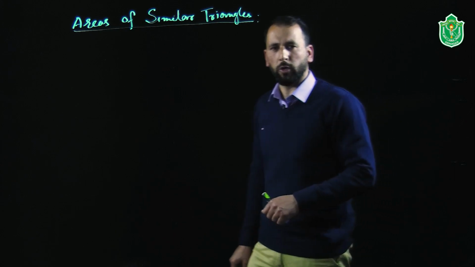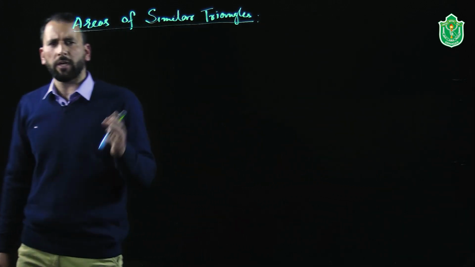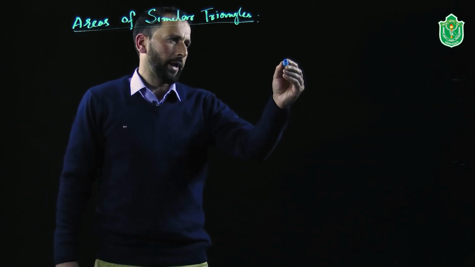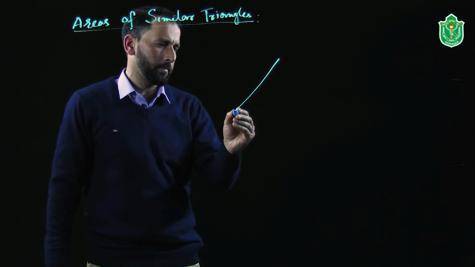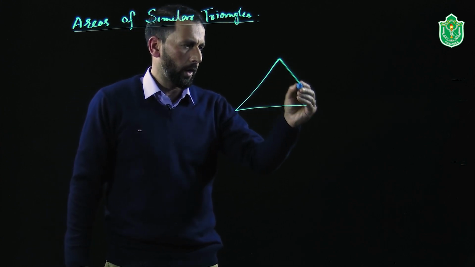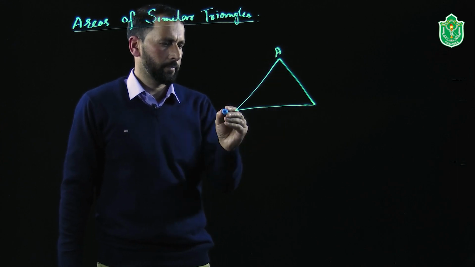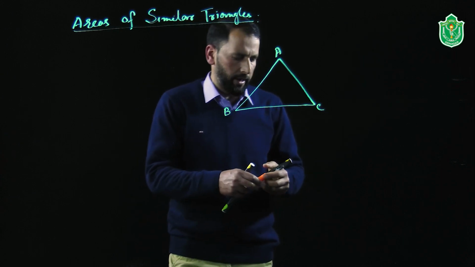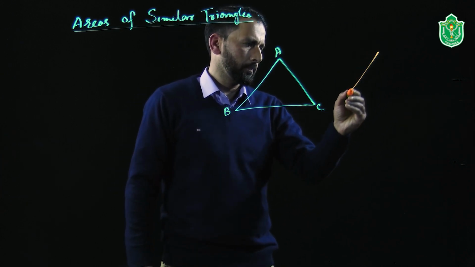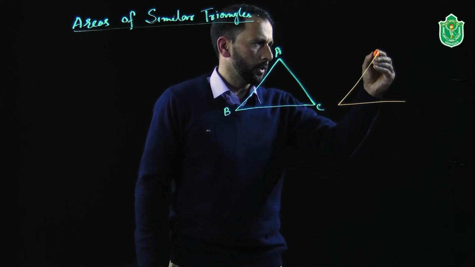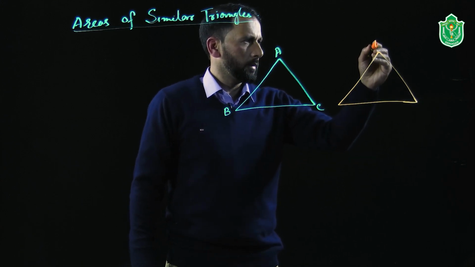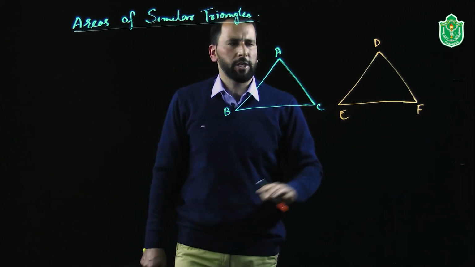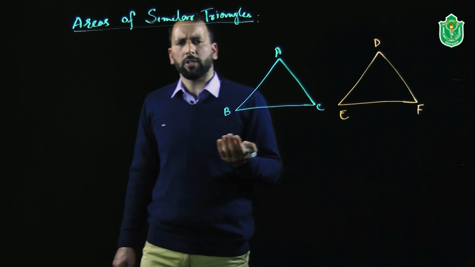So let us take an example to illustrate the use of this theorem. Consider a triangle ABC and a triangle DEF, and they are similar. For example, if we take two triangles, ABC is a triangle, and another triangle is DEF. This is DEF triangle. So ABC is similar to triangle DEF, and their areas are also given.